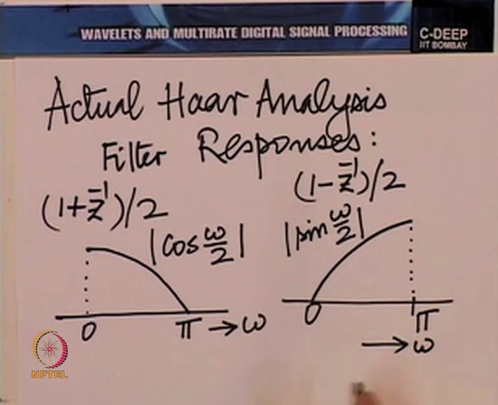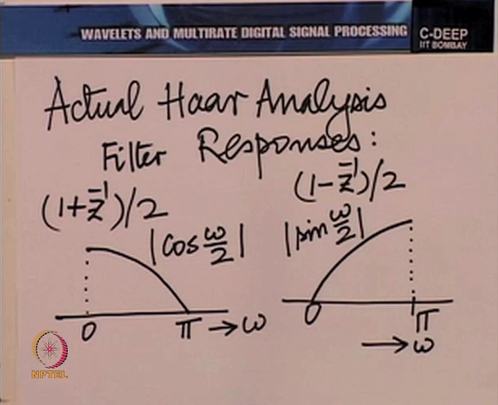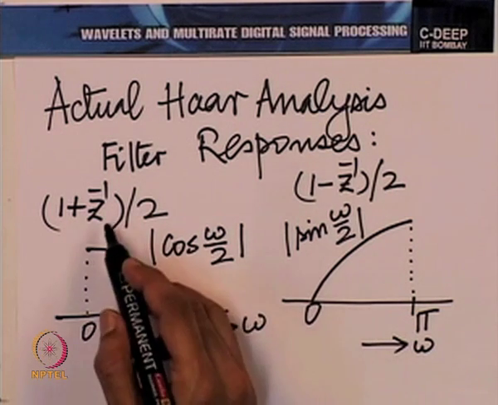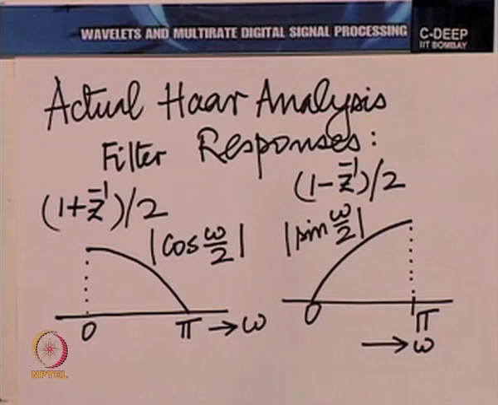And you will recall that there was magnitude and power complementarity here. In fact, cos squared plus sin squared is 1 and therefore, there is power complementarity. And if you just add up these system functions together, 1 plus z inverse by 2 plus 1 minus z inverse by 2, you get 1 and that is magnitude complementarity.